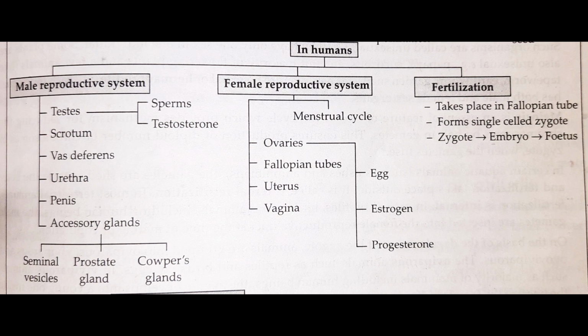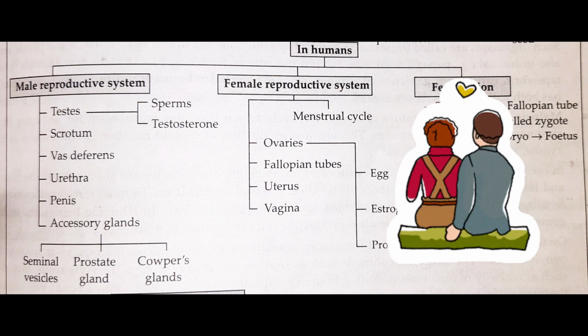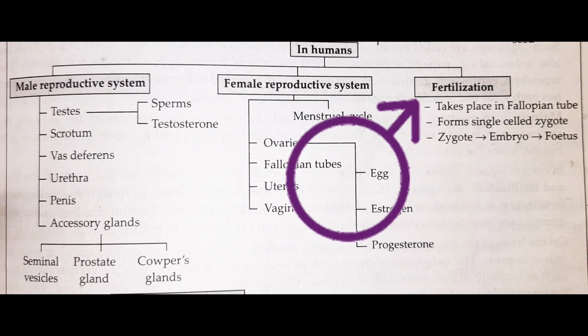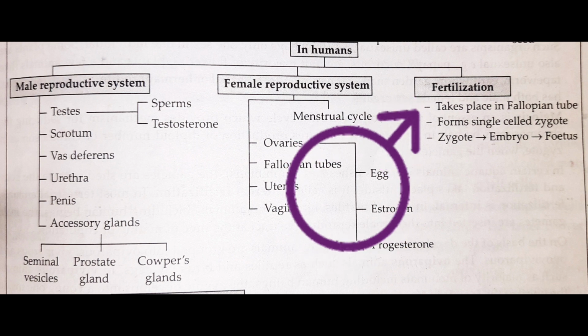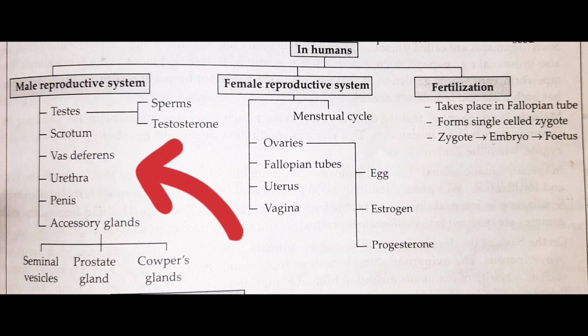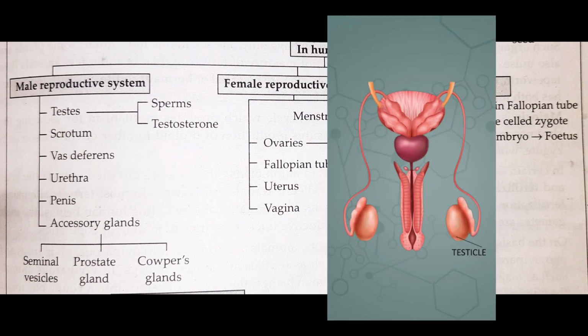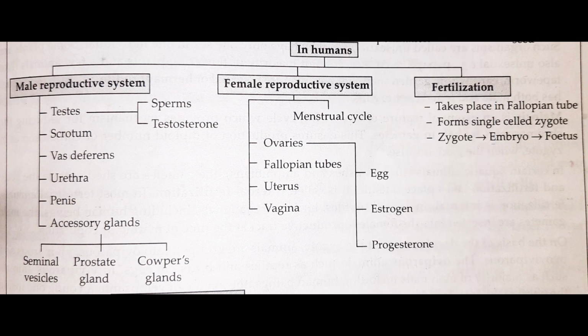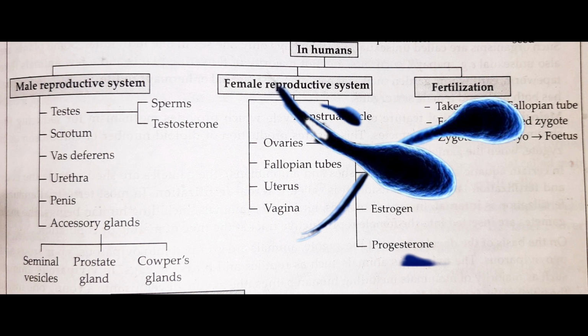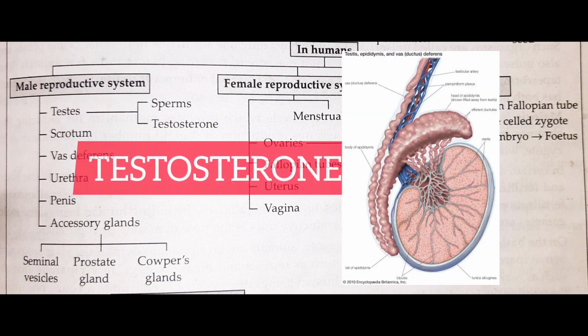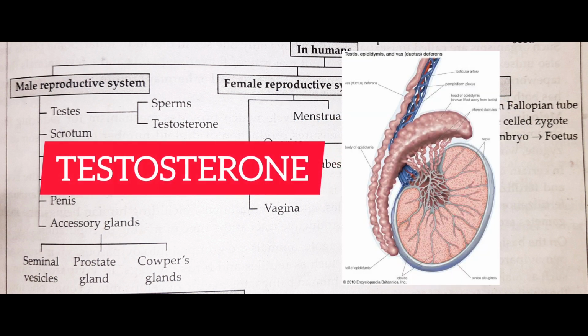Next, we are moving towards sexual reproduction in humans. First, let us study the male reproductive system. It includes testes, scrotum, vas deferens, urethra, penis, and accessory glands. Testes. The human male possesses two testes, which are primary reproductive organs lying outside the abdominal cavity. The two testes are male gonads, which are the sites where male gametes, that is sperms, are produced. The testes also produce the male sex hormone, testosterone.